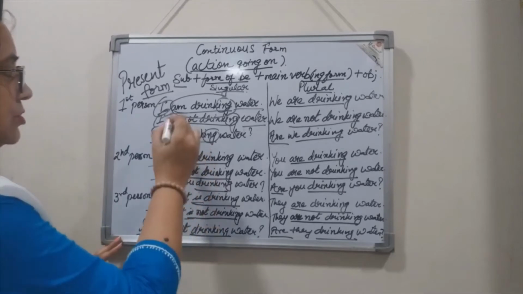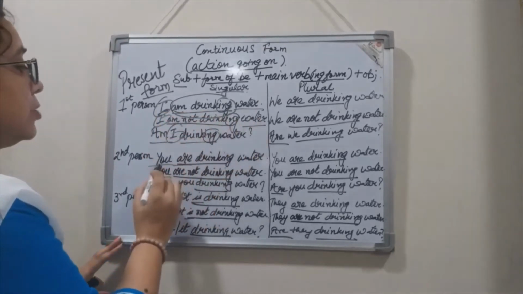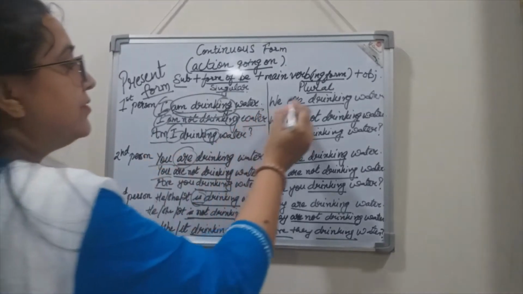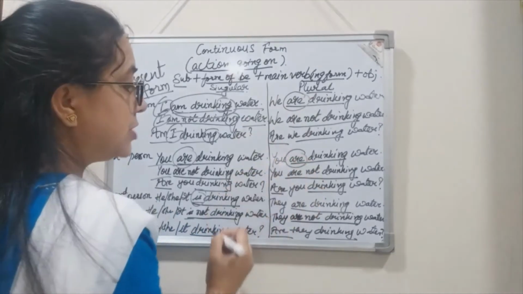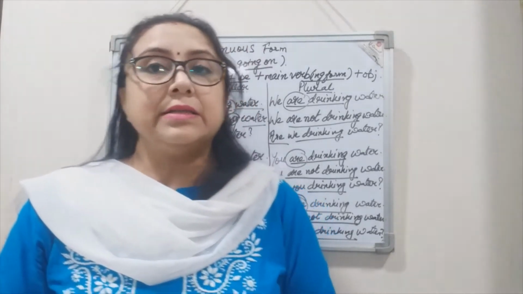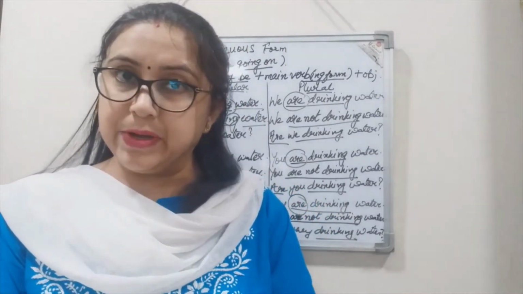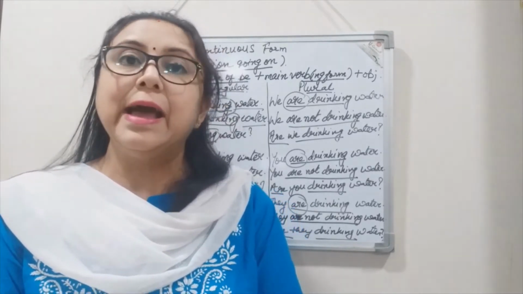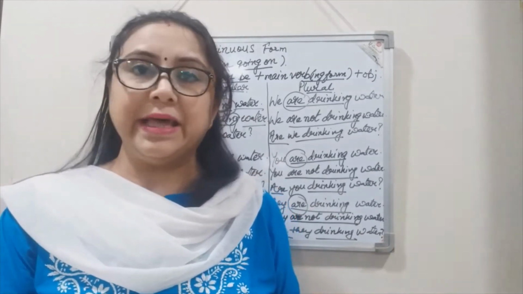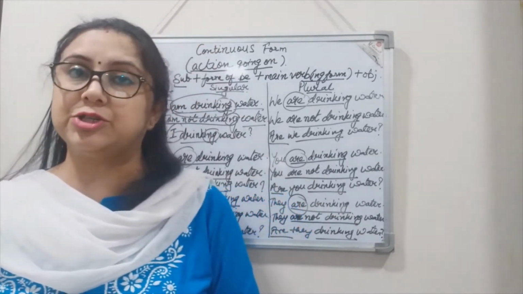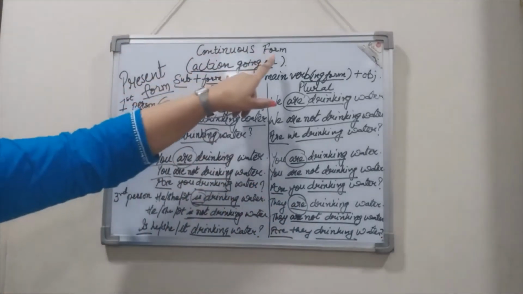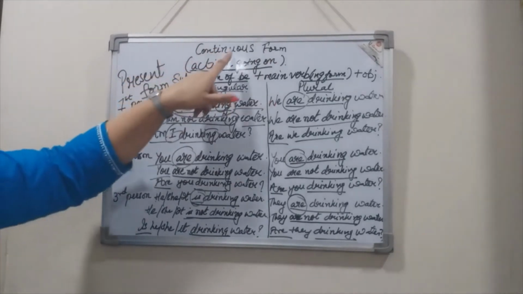As per the subject: I am drinking water. You are drinking water. He, she, it is drinking water. We are drinking water. You are drinking water. They are drinking water. So basically, what do we see? The subject is there. Then a helping verb is there, which is a form of be. And then the main verb in its ing form is there. And then the object. So this is the basic structure of sentences in continuous form, that is the present continuous form.